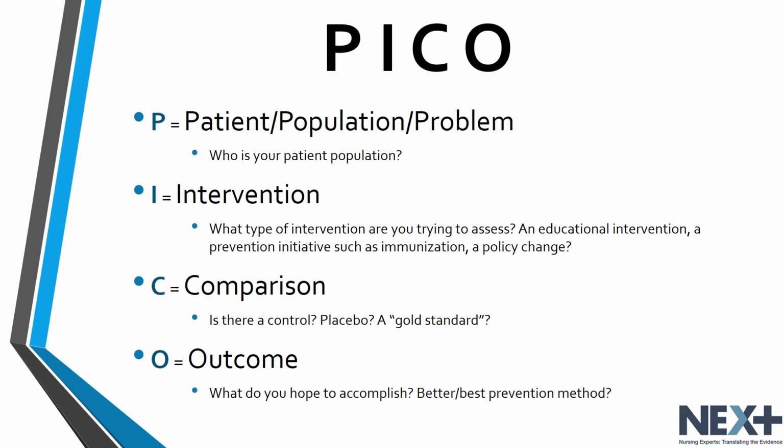P stands for patient, population, or problem. This is where you want to identify who is your patient, population, or what is your problem. You may want to limit your population to a particular age group or other special subgroup.